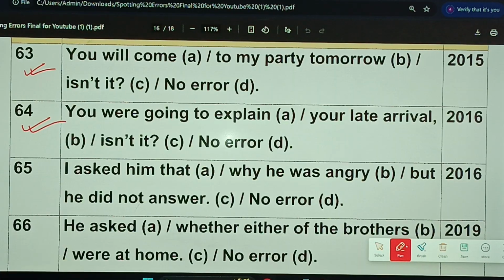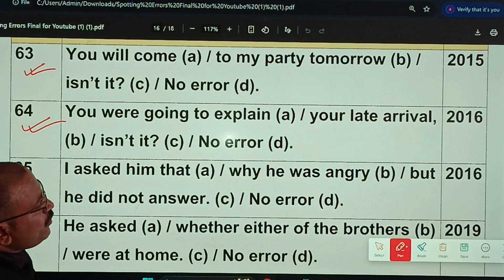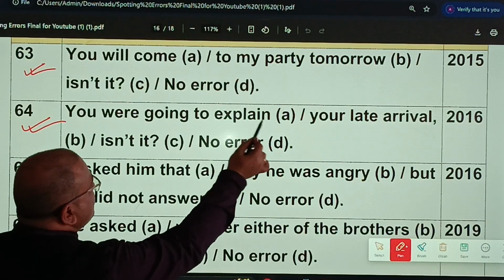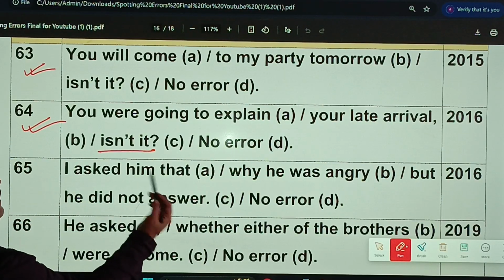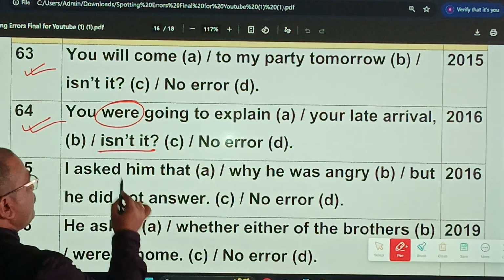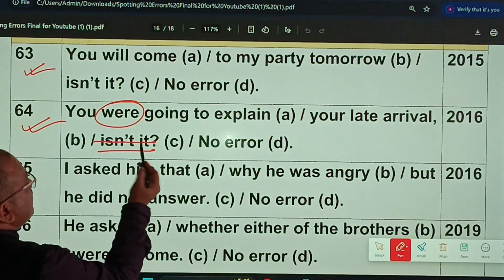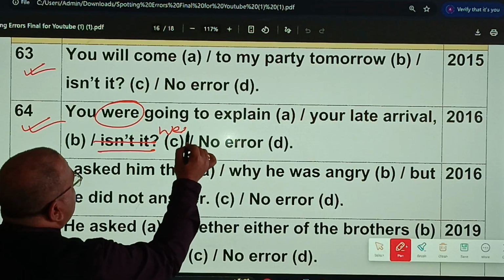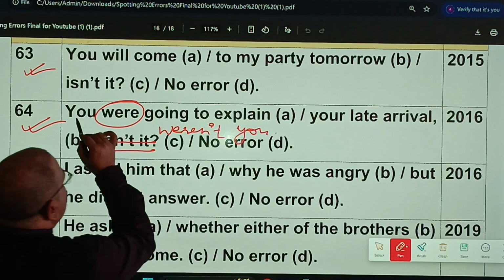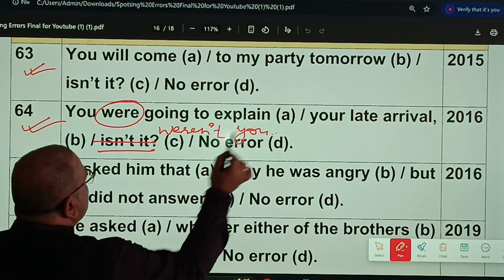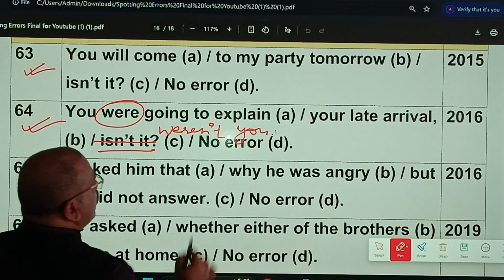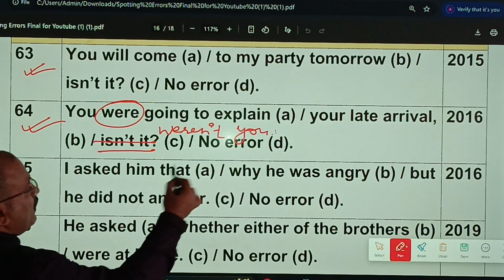Question number 64. You were going to explain your late arrival, isn't it? Again, see, you were going to explain, polarity is positive, so the tag is negative. Now check the tense, past tense. Helping verb is were, so isn't it is wrong. So weren't you. Same pronoun, weren't you. So you were going to explain your late arrival, weren't you? What type of error? Question tag error.